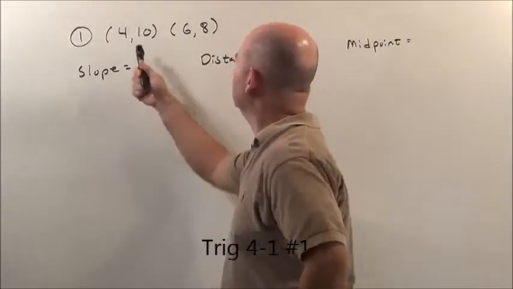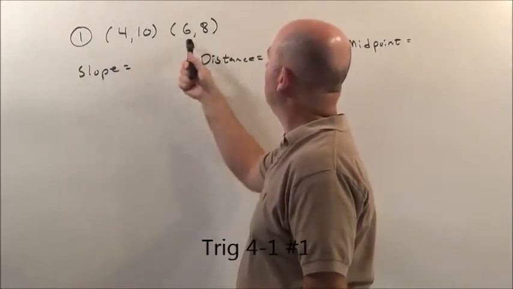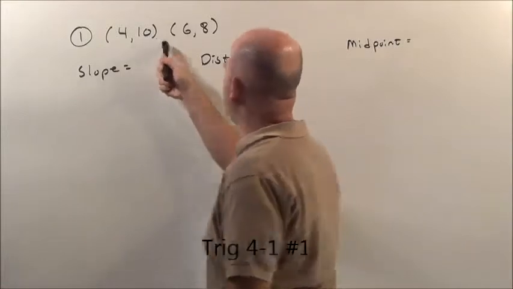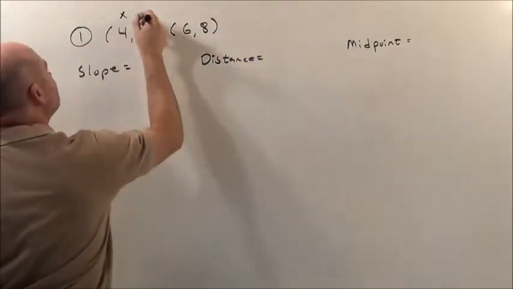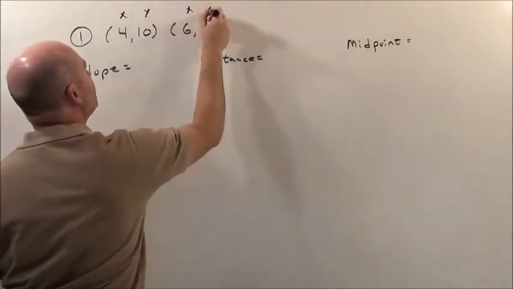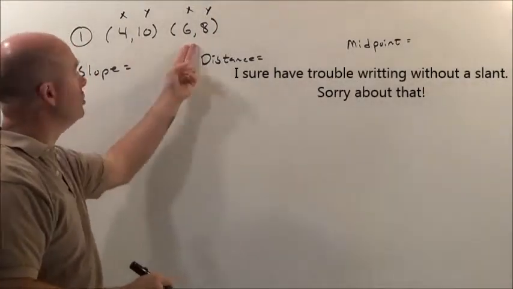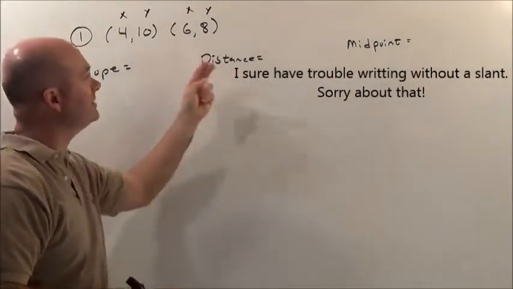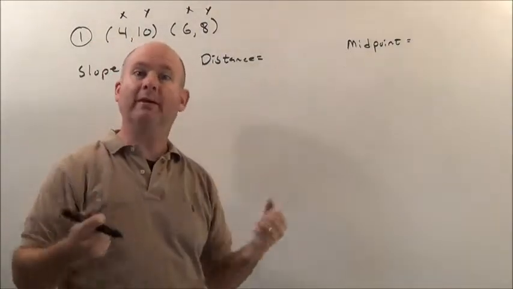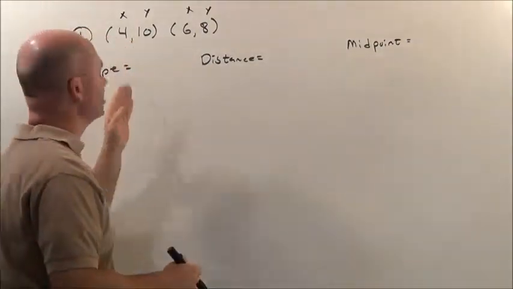Problem 1 here gives us 2 points, 2-point locations, an x value and a y value. Now remember, that's always your x and that's always your y. So that's your x, that's your y. Now it wants to know the slope between these 2 points, the distance between these 2 points, and the middle point between the 2 points. So let's start off with slope.